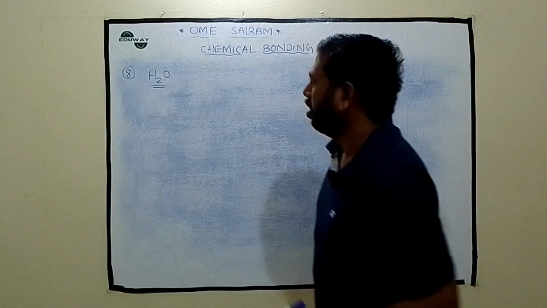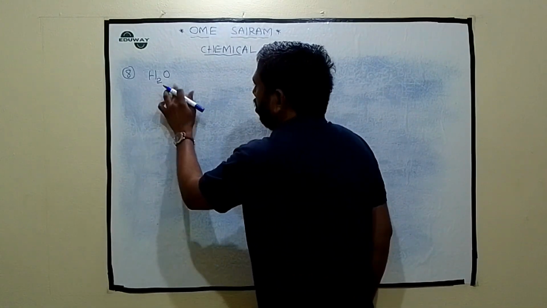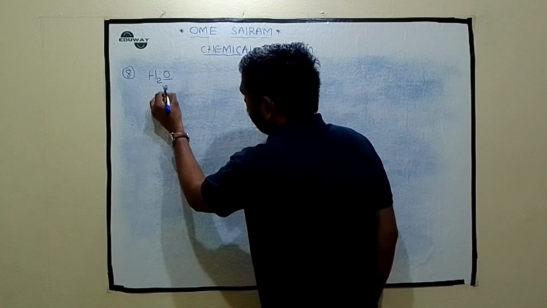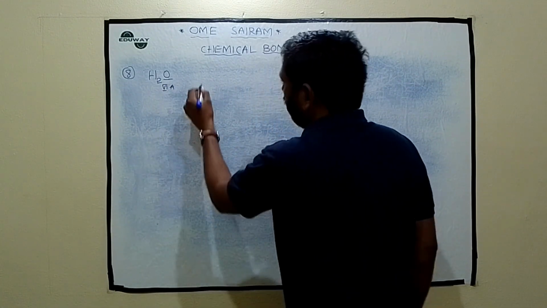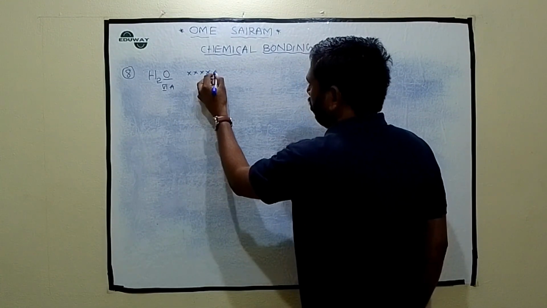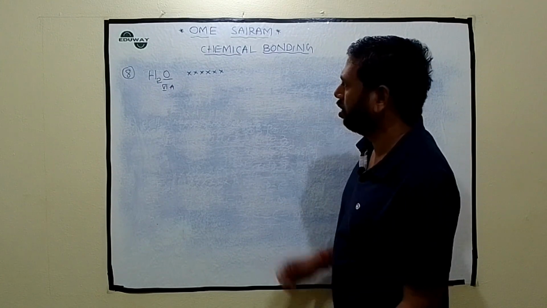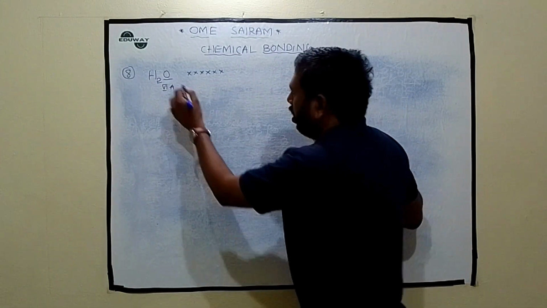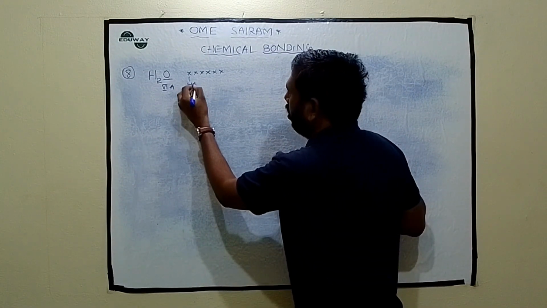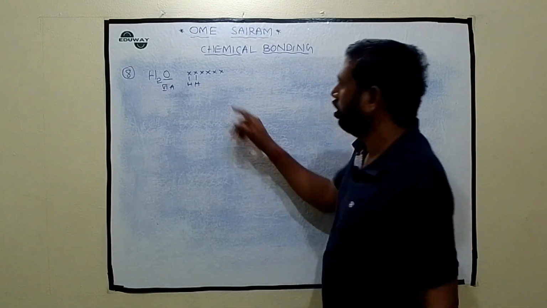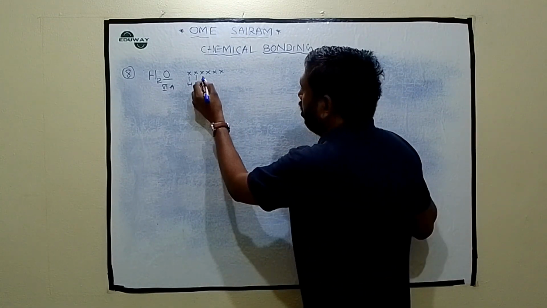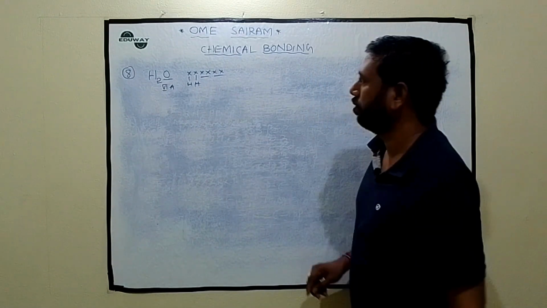In H2O, the central atom is oxygen, and it belongs to the 6th group. 6th group means it contains 6 valence electrons: 1, 2, 3, 4, 5, 6. Oxygen is forming 2 bonds with 2 hydrogen atoms, 1, 2. And the remaining 4 electrons exist as 2 lone pairs.